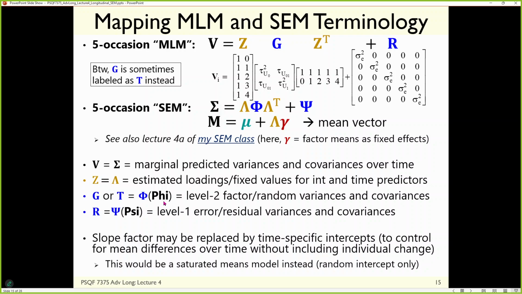That corresponds to either phi or phi. Do we have a preference? No? I don't care. That one. G is easier, that's what I know. But this is the matrix of factor variances and covariances in SEM land. Then we have a Z transpose. So these three work together to get the matrix to the right dimensions to be added to R, which is psi.